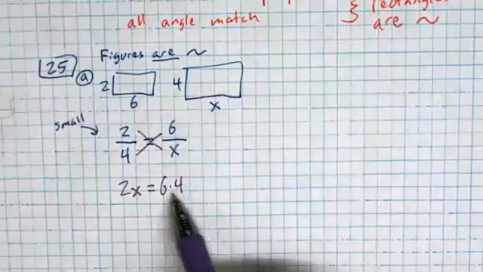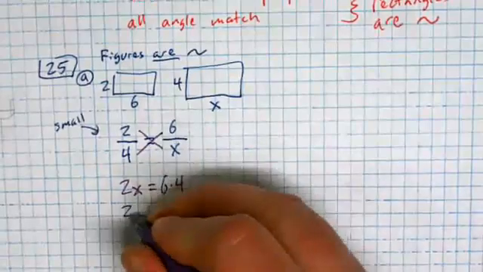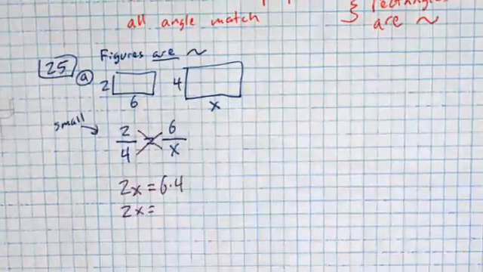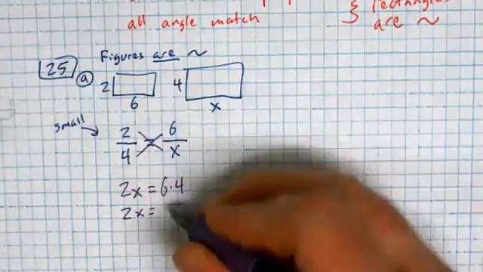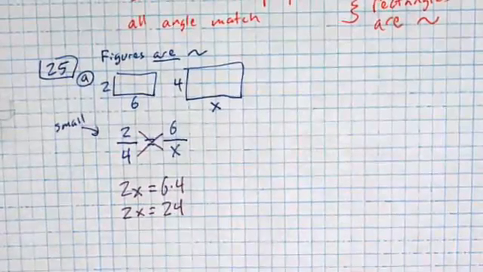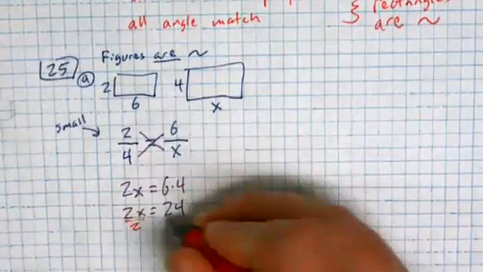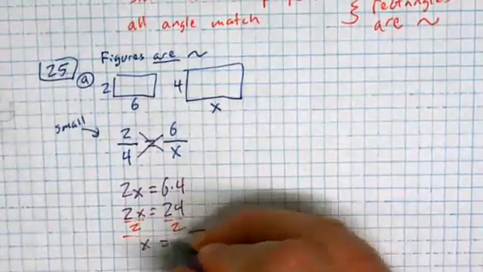If I were doing this in homework, I would probably just write 24, but I'm writing out every step because this is notes, and that's a good idea to show all of your steps in notes. 6 times 4 is 24. And then we could do a quick step of algebra to get x by itself. Just divide by 2 on both sides. And we got x equals 12.